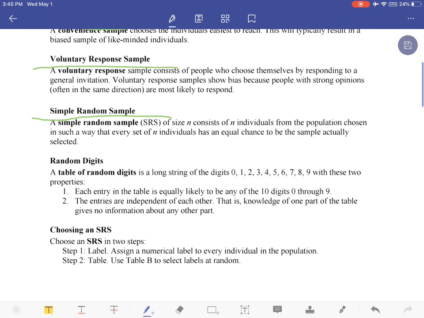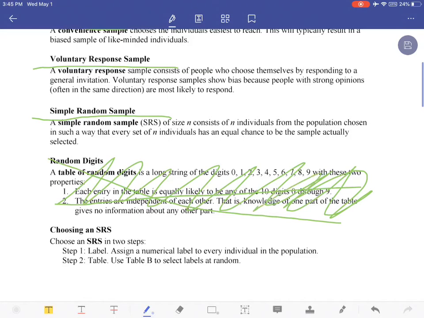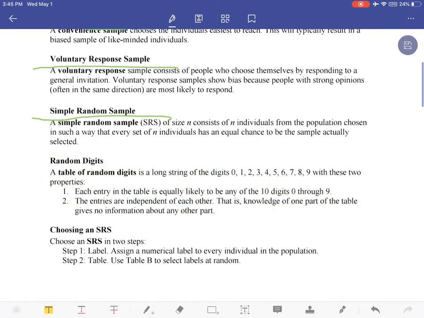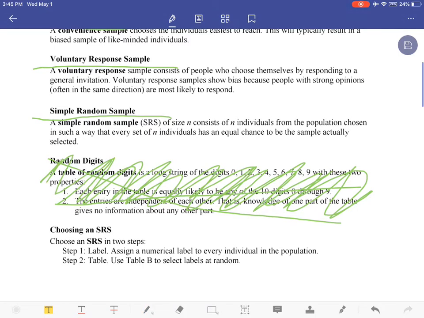This random digit table is something that is probably not going to come up, so we're going to cross that part out. That's something that they took out of the test a couple of years ago, so you don't have to worry about that. Essentially, if you want to look it up online or in your textbook, it's just a way to select numbers randomly using a table, but they took it out because nobody's ever going to use that in real life, because there are computer programs and calculators to do that.